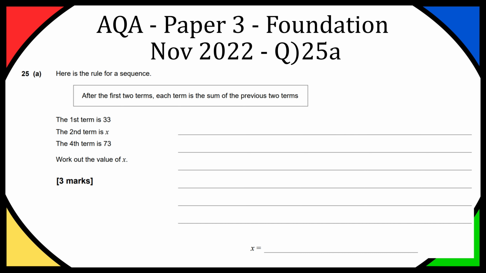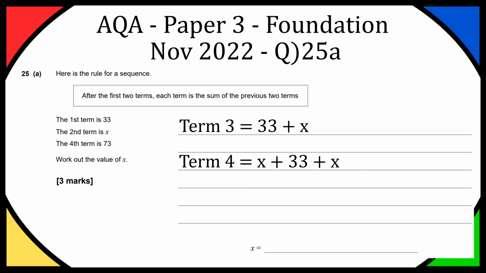So as it says, we can work out the next term by adding the last 2 terms together. Let's work out term 3. So term 3 is going to be term 1 plus term 2, so it's going to be 33 plus x. And I know we're given a numerical value of term 4 as 73, but let's add term 2 and term 3 and work out what term 4 is equal to. So term 4 is going to be x plus 33 plus x, because we're adding term 2, which is x, to term 3, which we worked out just now, 33 plus x.